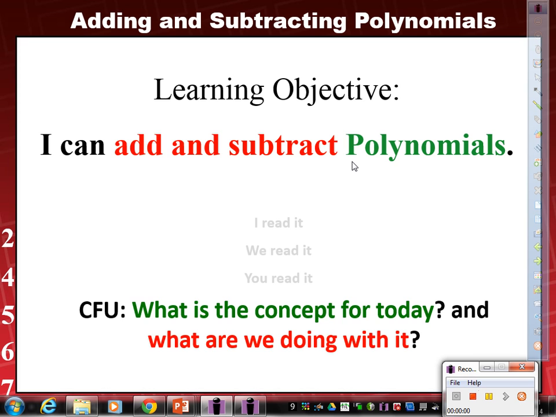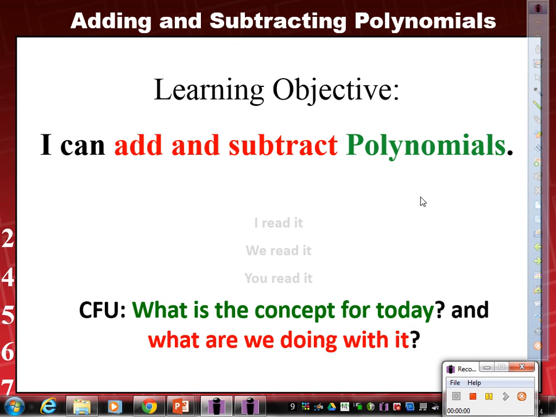So, our objective for today: I can add and subtract polynomials. Let's read it together. 1, 2, 3. I can add and subtract polynomials. And if you notice, we're on the same concept. That's why we don't need a Frayer model. We don't need the box for today. Okay? So here we go.